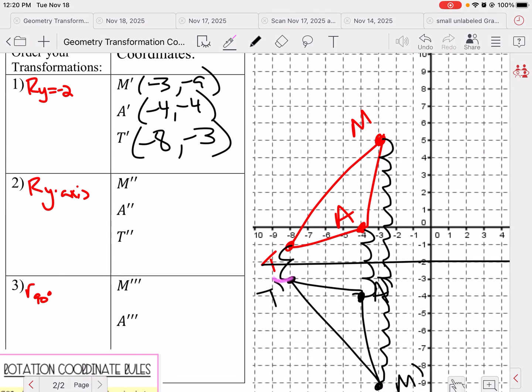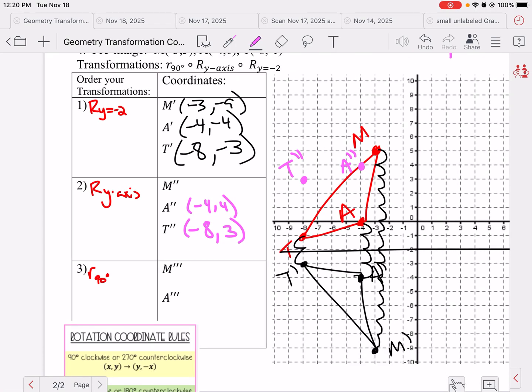Okay, I'll try and do this with my other pen so that we can't see it. So we're going to go over the y-axis, so 1, 2, 3. So we'll do that as our T double prime. And then A is 1, 2, 3, 4 away. So that's going to be A double prime. So I could write these as I go. So this would be -8, 3. This is going to be negative 4 comma 4.